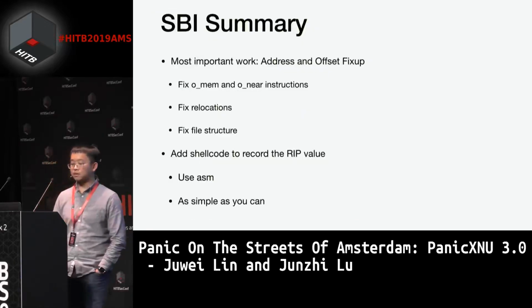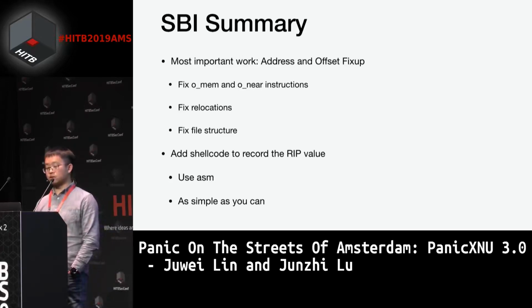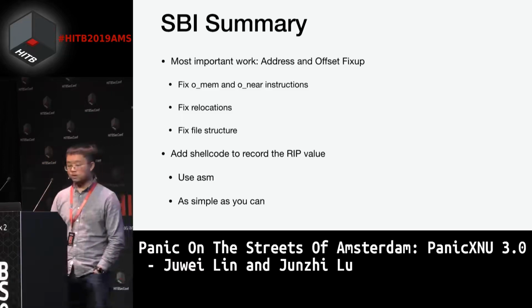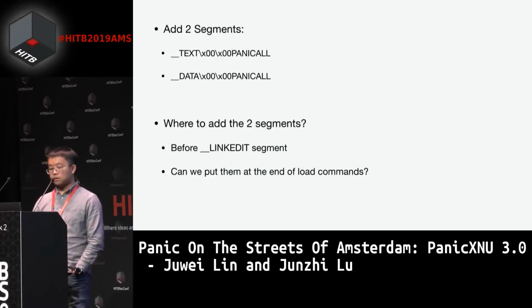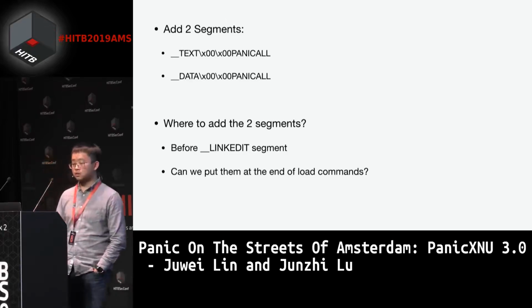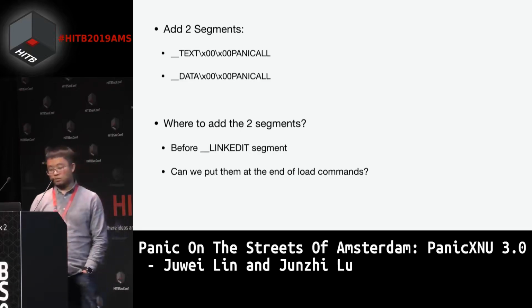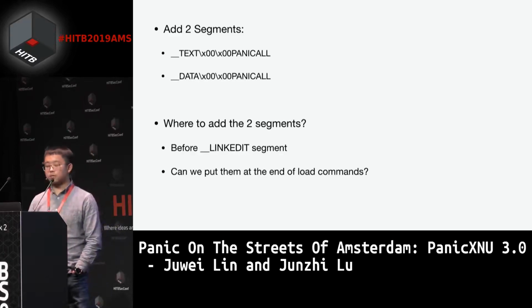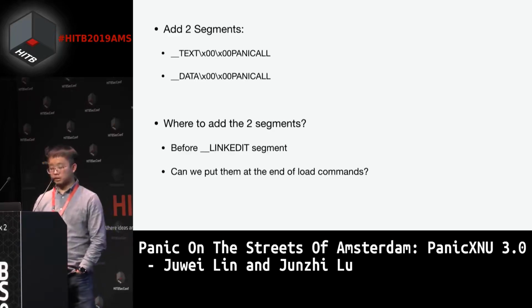So this is the SBI summary. You must fix the old memory and old instructions, fix the relocations, and fix the file structure. And you need to add the shellcode to record the return addresses, and add two segments, the SBI text and SBI data. Here is another question: where to add these two segments? You can see that I add the two SBI segments before the load command link edit.